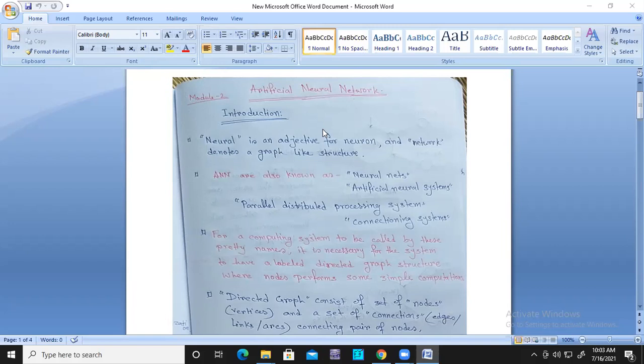But if you want to perform a smart technology, then you have to go for artificial neural network, deep learning, machine learning, etc. So artificial neural network is one of the pillars of smart technology, smart controlling systems. So this is very, very important for us to know.